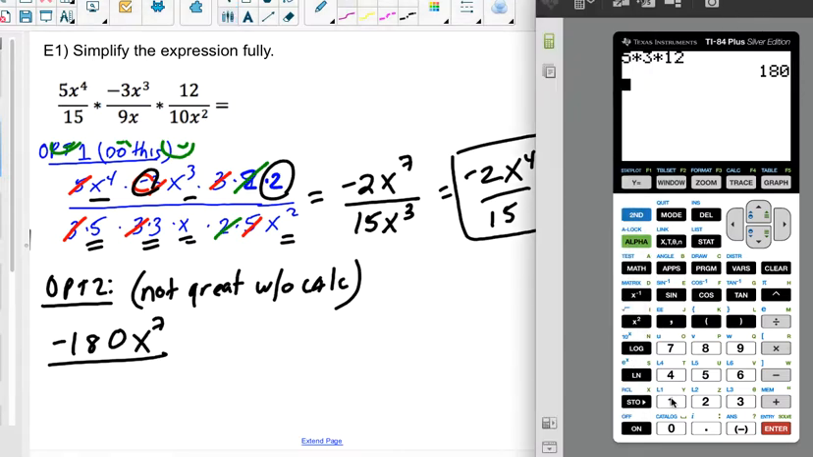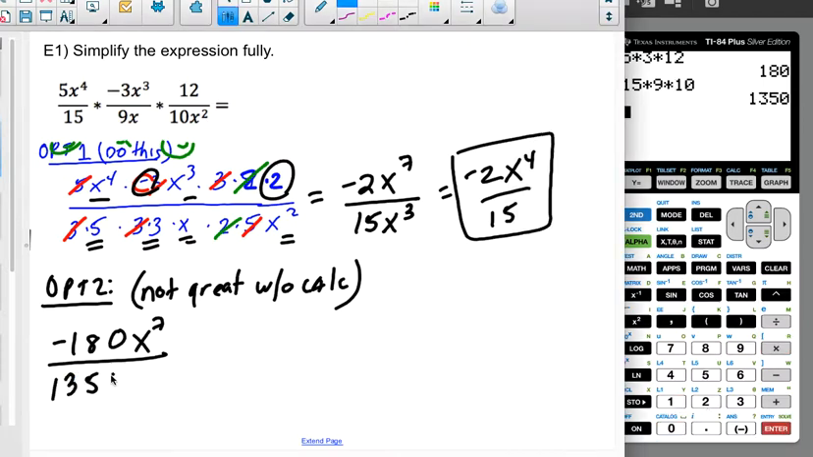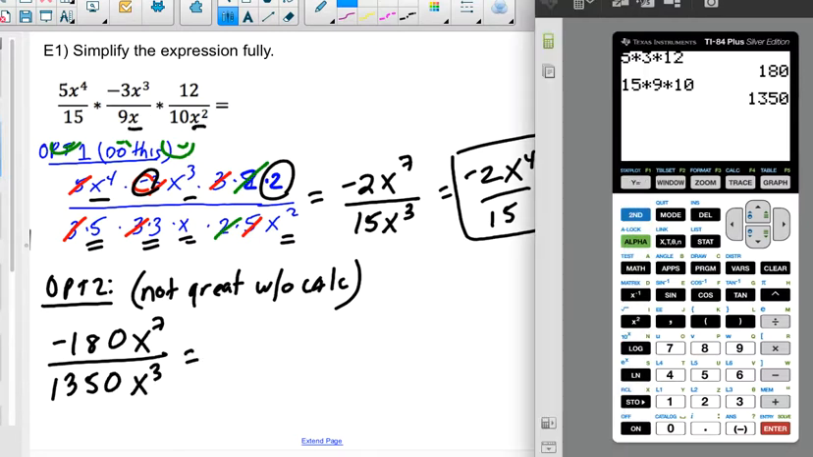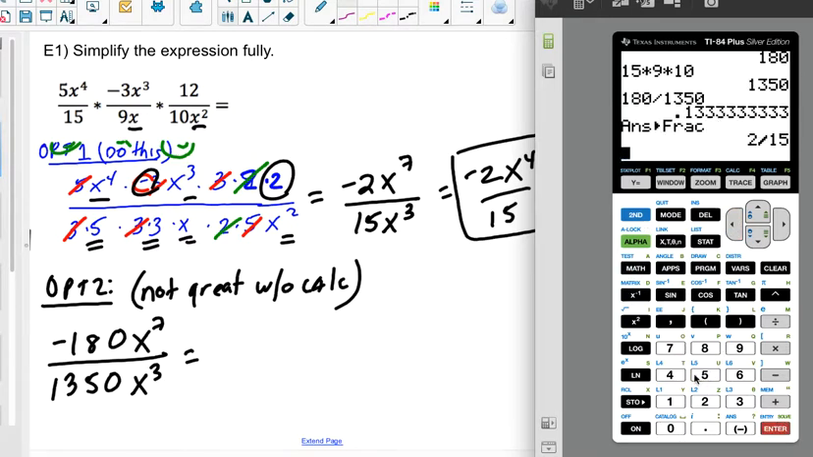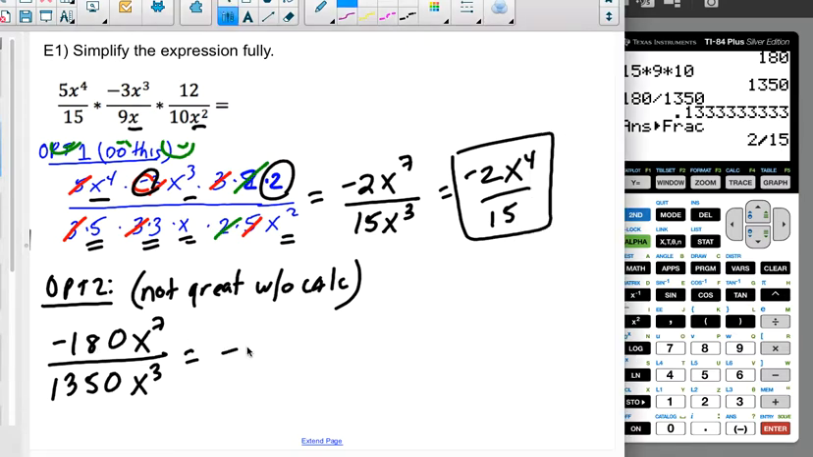And on the bottom, I could do a 15 times a 9 times a 10. And I'd get a 1350 over an x to the, there's a first and a second, so that'd be an x to the 3rd, right? And then I could use my calculator. If I have a calculator, I can simplify the 180 divided by the 1350. Oh, that's not a 50. And then hit math, frac, and it'll turn it into a 2/15 for me. Notice I didn't bother to type the negative in my calculator because I have a brain and I say, hey, I don't need the calculator to do the negative. I get that this is a negative 2/15, right? And then I look at this and say, oh, okay, that's a tug of war. X to the 4th wins on the top, and there's my answer.